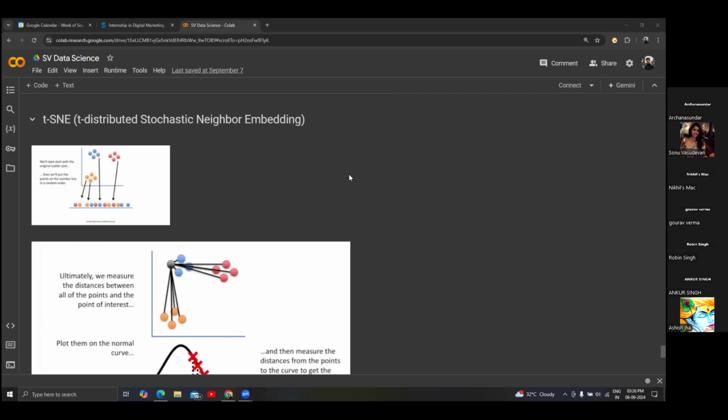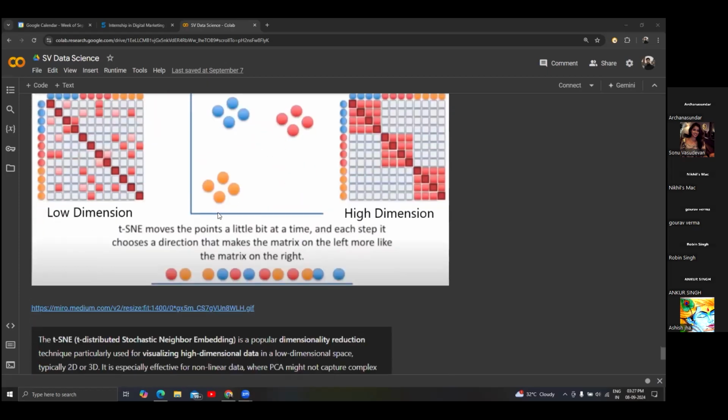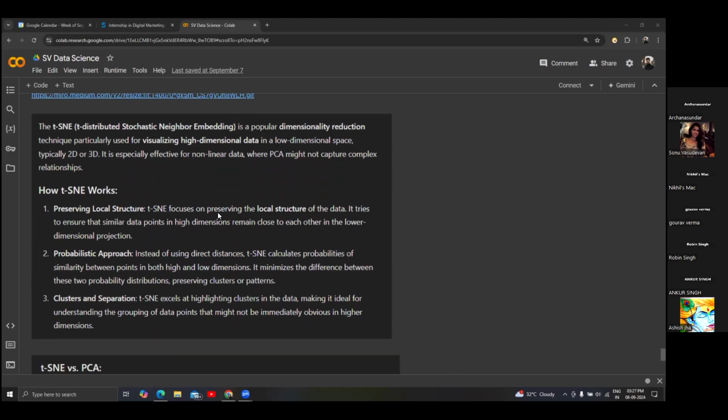Okay, so what is t-SNE? What is the meaning of this? The meaning is t-distributed stochastic neighbor embedding. This is also sometimes similar to PCA, but sometimes it performs better than PCA. It is also for dimension reduction and classification. We'll see these graphs later. But first of all, let's do a little bit of theory about t-SNE.